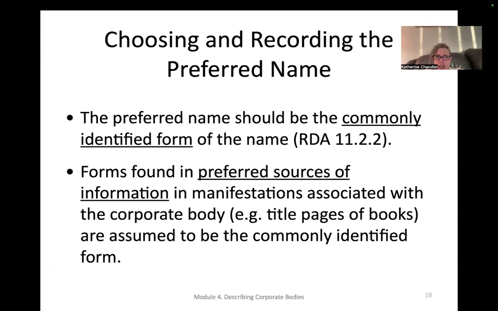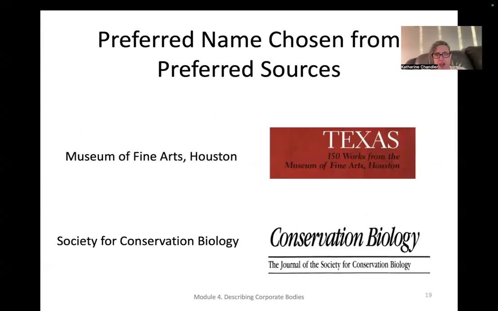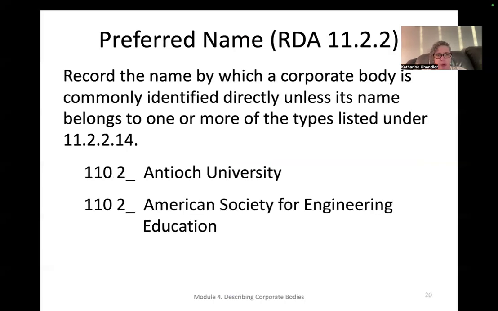Choosing and recording the preferred name. The preferred name should be the commonly identified form of the name. Forms found in preferred sources of information and manifestations associated with the corporate body, for example, title pages of books, are assumed to be the commonly identified form. Preferred name chosen from preferred sources. So Museum of Fine Arts, comma, Houston, Society for Conservation Biology. Record the name by which a corporate body is commonly identified directly unless its name belongs to one or more of the types listed under 11.2.2.14, such as Antioch University or American Society for Engineering Education.